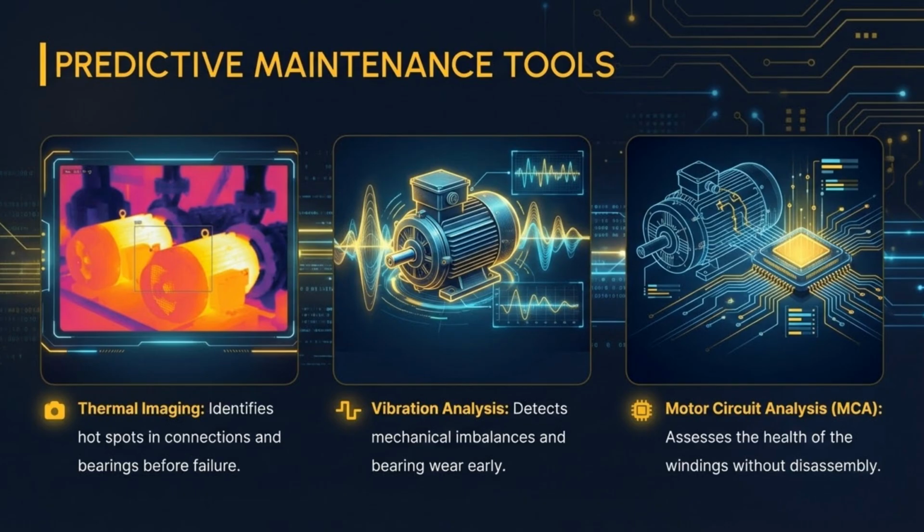Predictive maintenance uses specialized tools. Thermal imaging identifies hotspots in connections and bearings before failure occurs. Vibration analysis detects mechanical imbalances and early bearing wear, offering timely intervention opportunities. Motor circuit analysis, or MCA, assesses the health of the windings without requiring the motor to be disassembled.